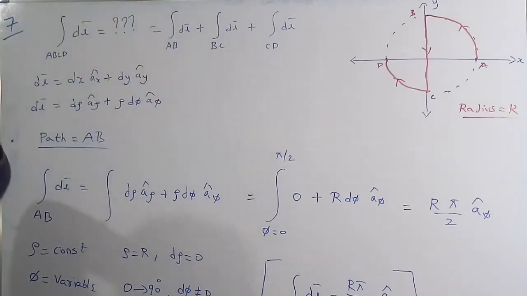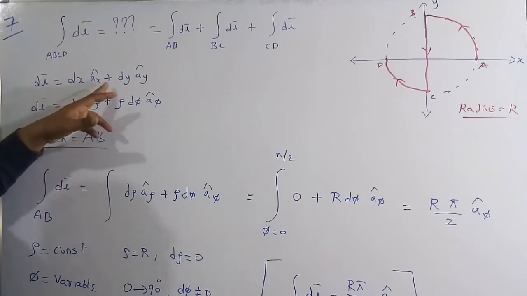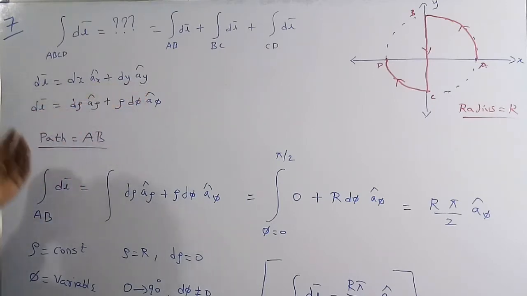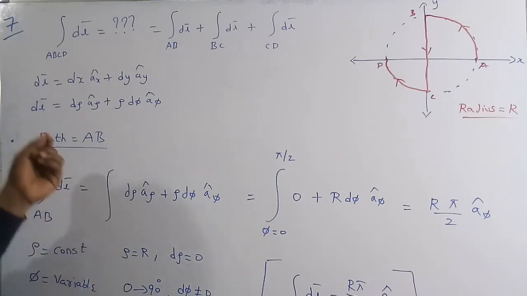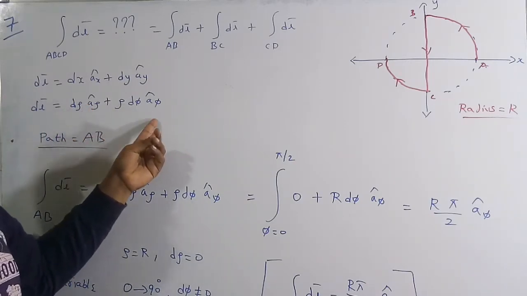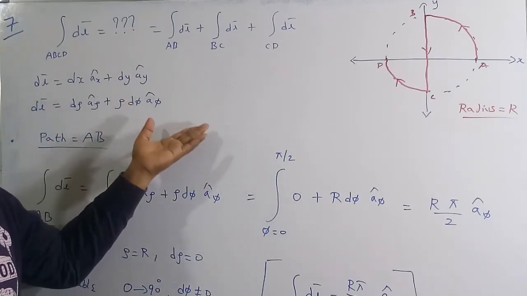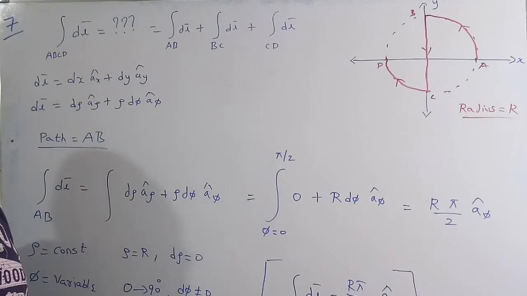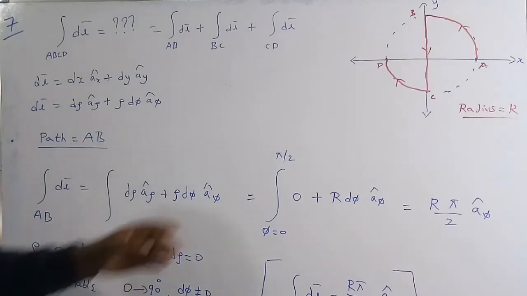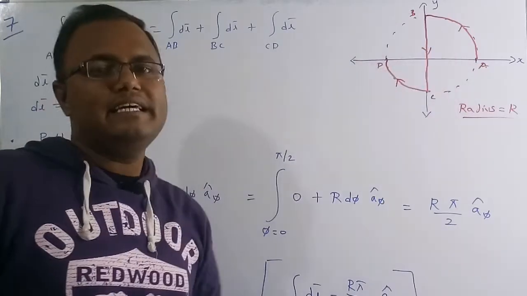In the Cartesian coordinate system a small incremental length is dx ax cap plus dy ay cap, whereas in the cylindrical coordinate system a small increment is d rho into a rho cap plus rho into d phi a phi cap. Here this is an xy plane, so there is no need to take the z-axis component. Now listen, for the path AB I want to find the integral.